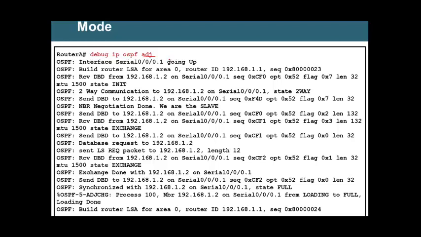So whenever there is a change in the neighbor relationship adjacency state, whenever there is some change because of some events that occur in the network over the link, it will shoot out the things that go behind the screen, which we call debug, behind the screen info. Normally, we cannot see all these things.